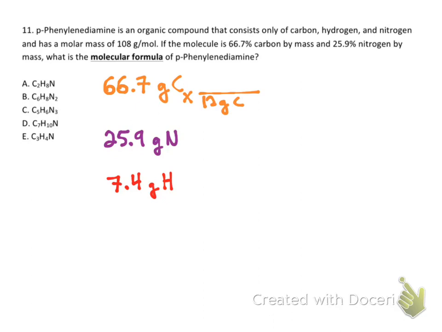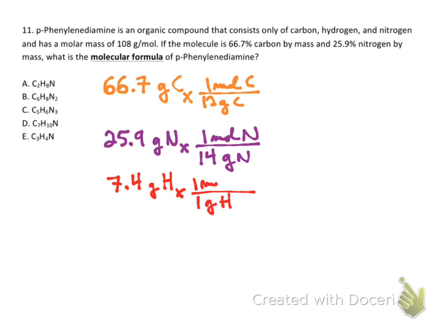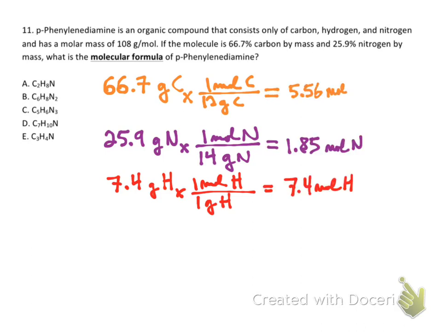Carbon is 12 grams for every 1 mole. Nitrogen is 14 grams per mole. And then finally, hydrogen is a nice round 1 gram of hydrogen for every 1 mole of hydrogen. So let's see what we end up getting. We end up getting 5.56 moles of carbon, 1.85 moles of nitrogen, and 7.4 moles of hydrogen.